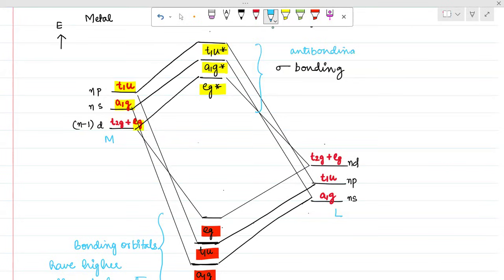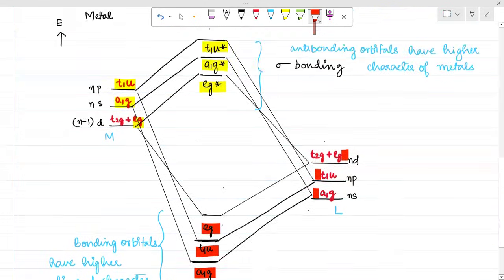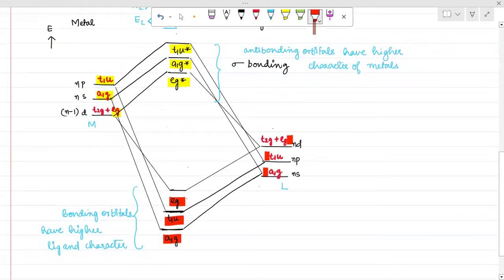Antibonding orbitals who are nearer to the metal. If they're nearer to the metal, antibonding orbitals have higher character of metal. Right? These are closer to the ligand and hence they have higher character as that of the ligand. So see the order: A1G at the bottom, next comes T1U, and then Eg. So this is how you draw the sigma bonding molecular orbital diagram.